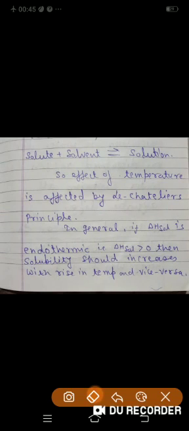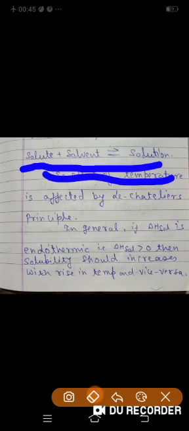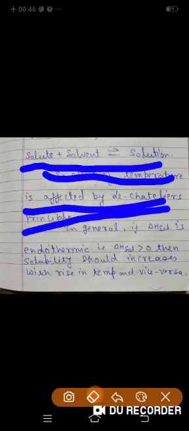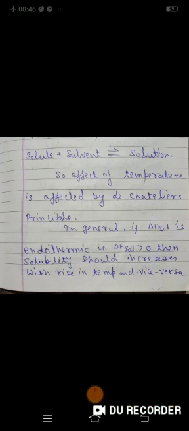Okay, students. So I am going to explain what the effect of temperature is. So this is the effect of temperature. Since we know dynamic equilibrium, what is dynamic equilibrium? Come to the next page. I explained earlier: solute plus solvent makes solution. So the effect of temperature is governed by Le Chatelier's principle. In general, if delta H solution, the enthalpy of solution, is endothermic, these things you know from your chemistry first book, 11th class, chemical thermodynamics.